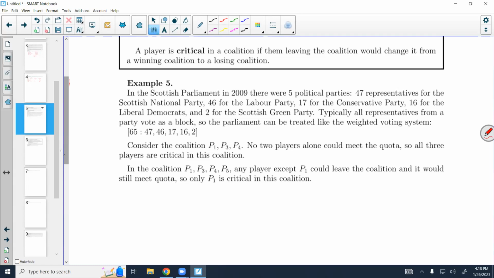So the critical player is the player that puts it over the top and keeps it there. If they drop out, it becomes a losing coalition. There can be more, there can be all of them, or there can be just one of them.